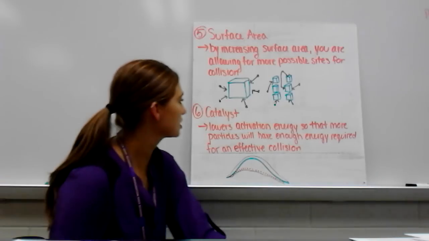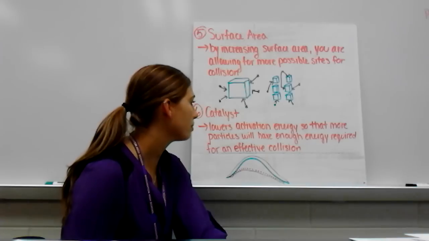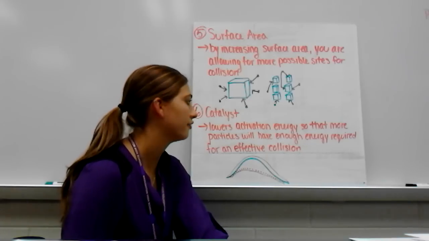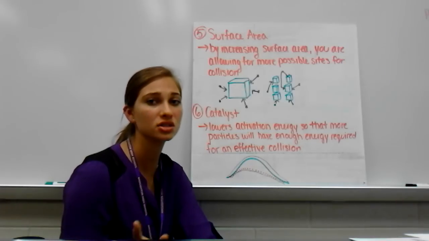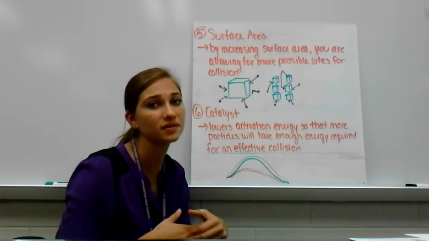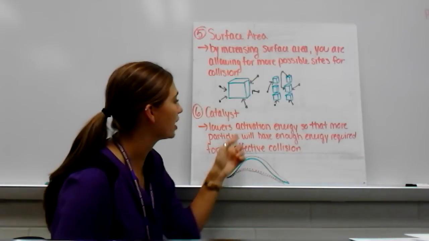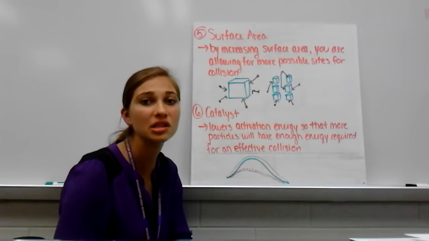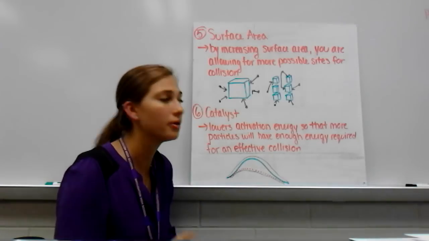Alright, the last one is a catalyst. So a catalyst lowers your activation energy so that more particles will have the energy required for an effective collision. Okay, so in order for a chemical reaction to occur, not only do particles have to collide, but they have to have enough energy when they collide.